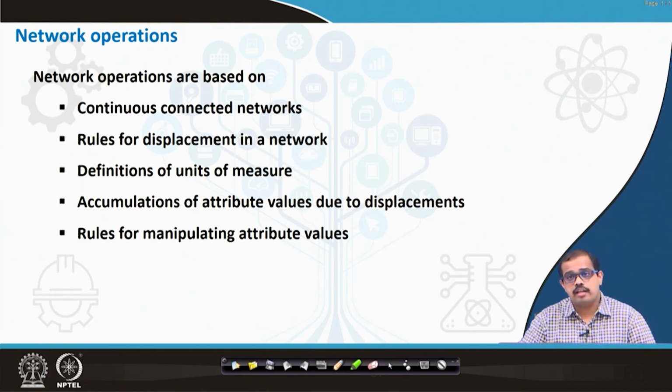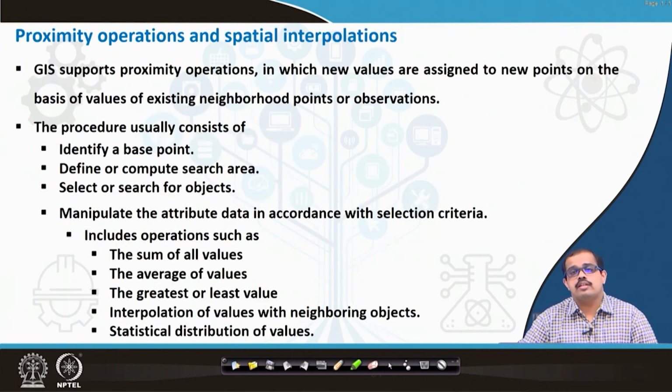Rules for manipulating attribute values. So, you should create your own rules to actually manipulate the attribute values. Okay. So, this is about the network operations. So, use that very carefully, where probably when we are looking at the practical class, we will look at how we do a network operation. Okay.